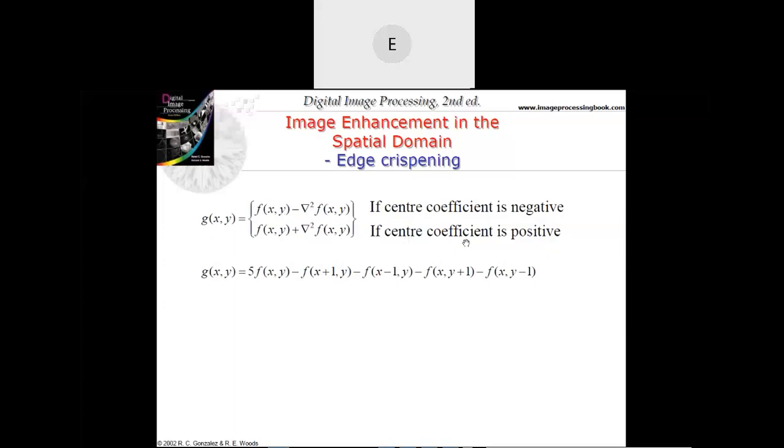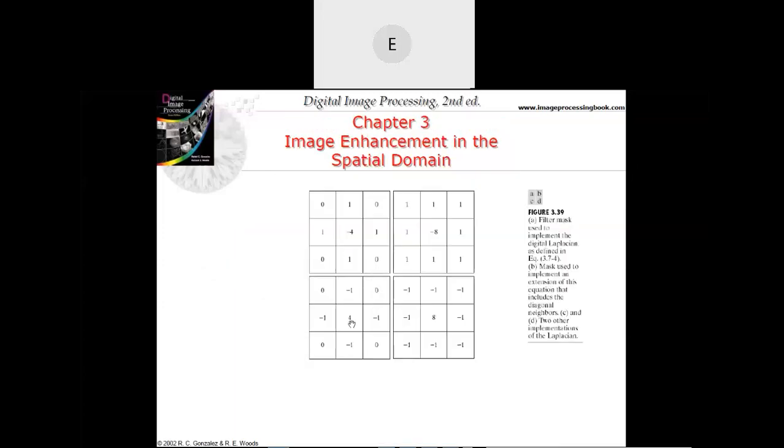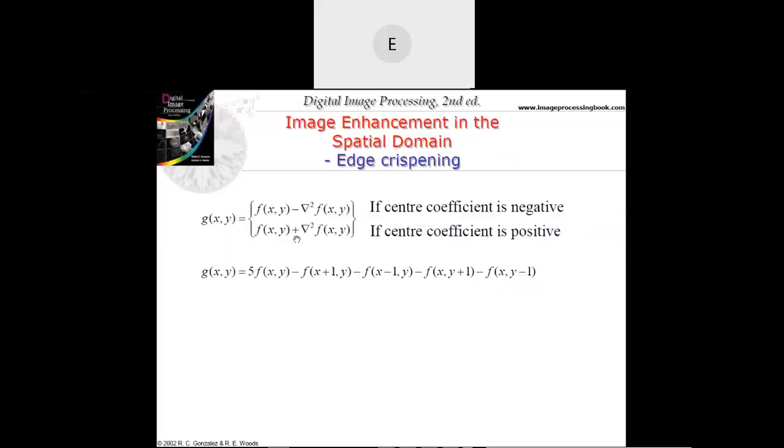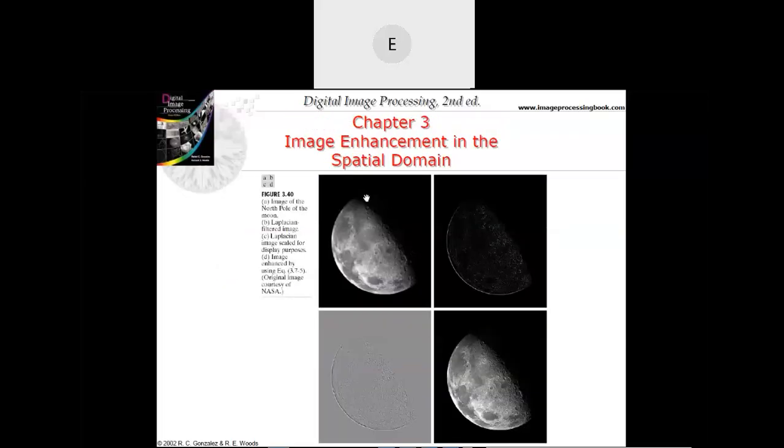If the center coefficient is positive, when I add directly, it will do it. So if the center coefficient is negative, you just do minus of that, which means this operation is addition. Don't look at this operation as subtraction. I hope you understood. So what I am trying to do is, to the Laplacian I am adding the original. That's what I did. I took the Laplacian of an image and added it to the original.